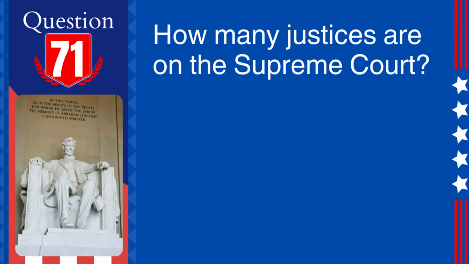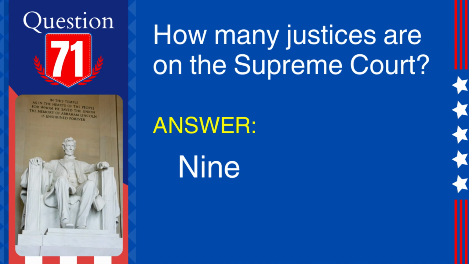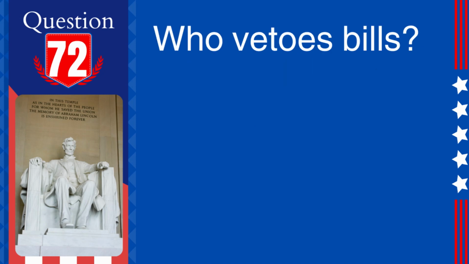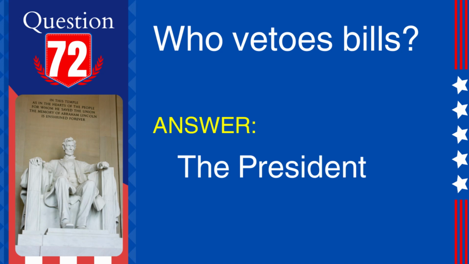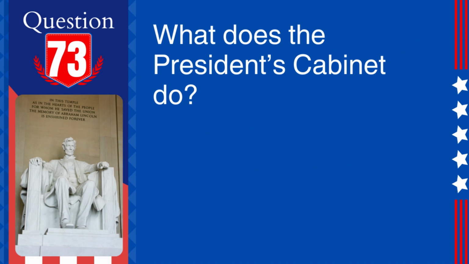71. Question: how many justices are on the Supreme Court? Answer: 9. Explanation: the Supreme Court of the United States is composed of 9 justices, including 1 Chief Justice and 8 Associate Justices. 72. Question: who vetoes bills? Answer: the President. Explanation: the President of the United States has the power to veto or reject legislation passed by Congress.